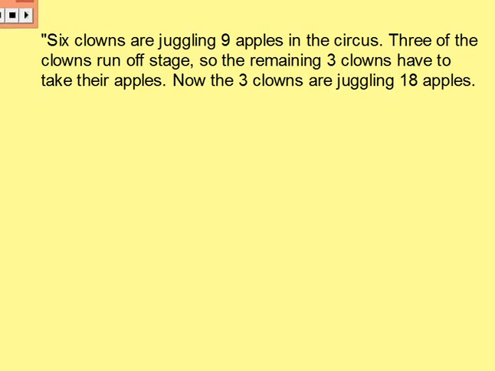Here is the story problem I came up with. 6 clowns are juggling 9 apples in a circus. 3 of the clowns run off stage, so the remaining 3 clowns have to take their apples. Now the 3 clowns are juggling 18 apples. Do you notice how my 6 clowns was cut in half to 3 clowns, so my 9 apples had to double to 18 apples. Both equations are equal to each other.